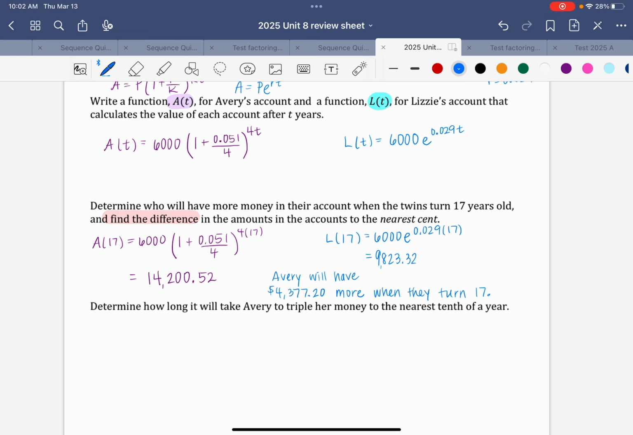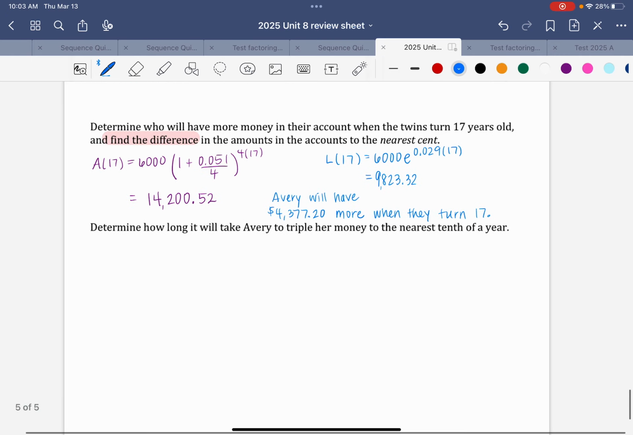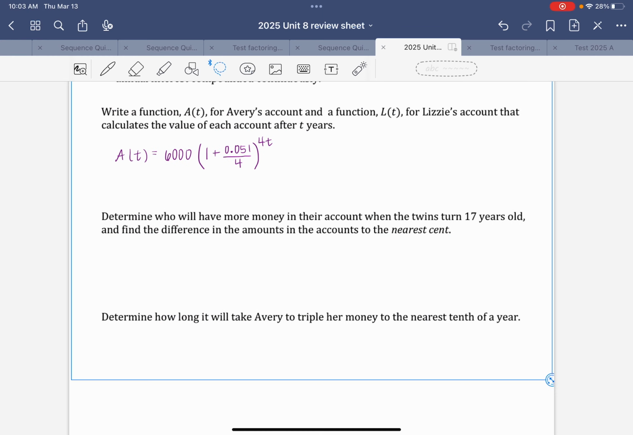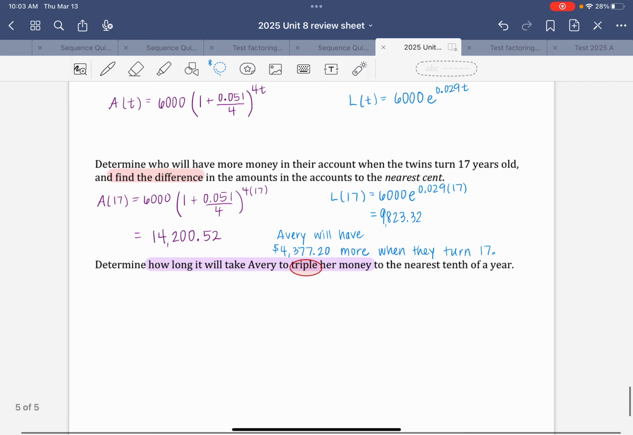All right, but now we have another portion. Determine how long it will take Avery. So we're using Avery's equation to triple her money. So I'm gonna start by just copying Avery's equation. I get to cheat a little bit. Whoops, maybe not. Won't let me screenshot that. Okay, so I'm gonna rewrite it.